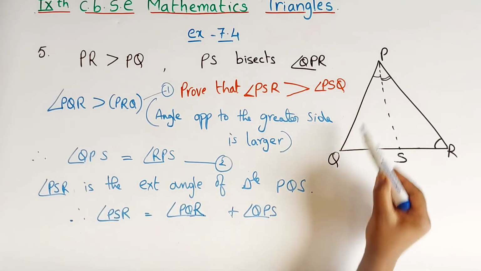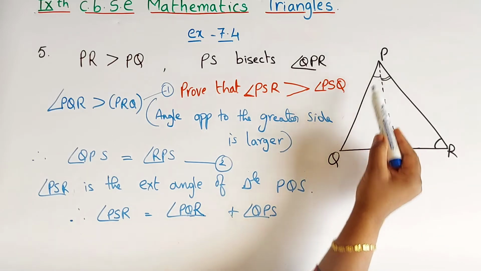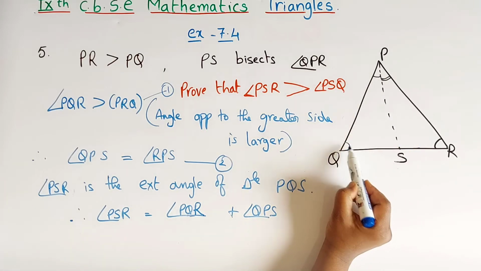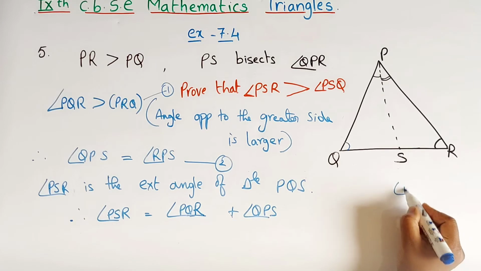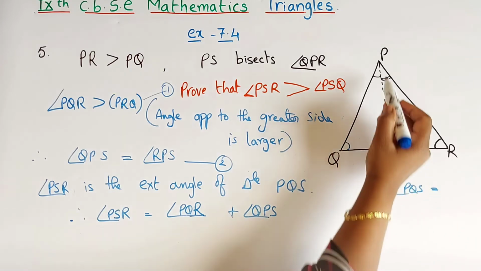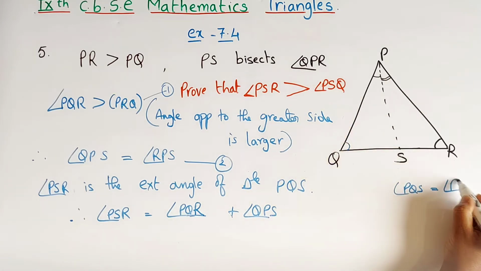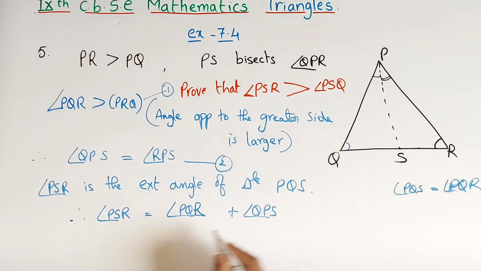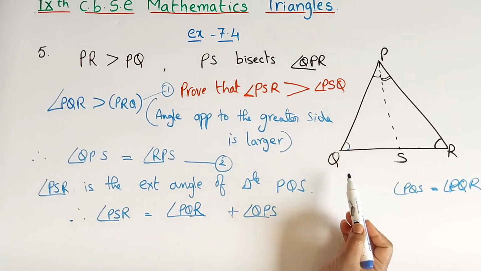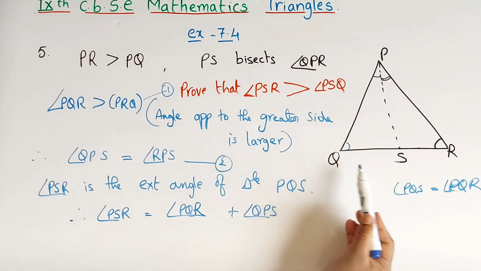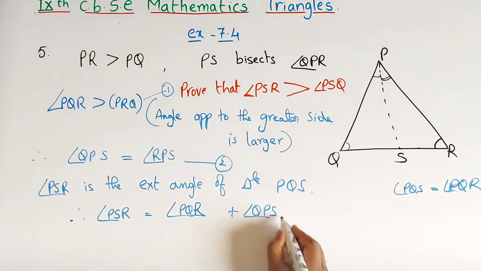That means angle QPS and angle PQS, this angle. In place of angle PQS, we can write angle PQR also. Right, children? So that's what I have written here: angle PSR equals angle PQR plus angle QPS. Let it be equation 3.